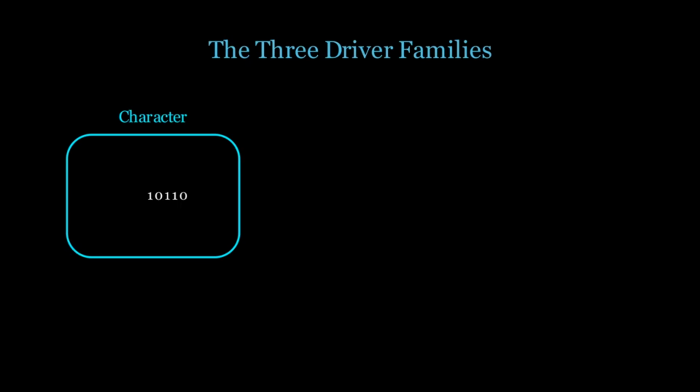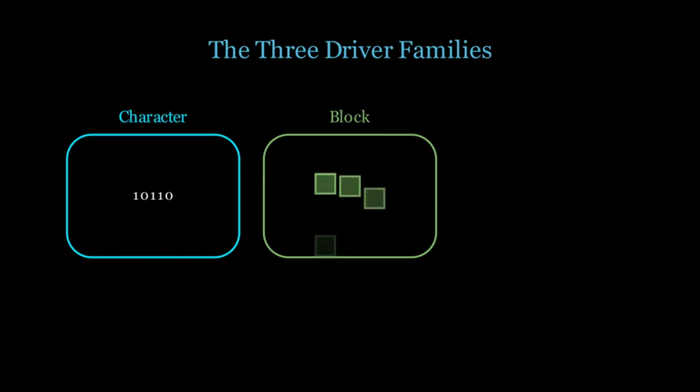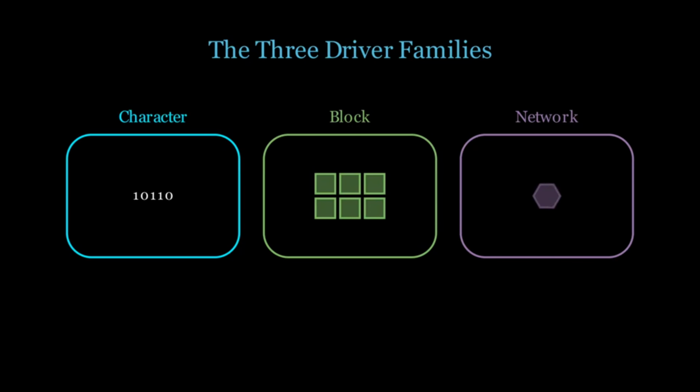Almost every driver belongs to one of three families. Character drivers handle data byte by byte, like your keyboard. Block drivers handle huge chunks of data, like your hard drive. And network drivers, they are specialists. They handle high-speed data packets flying in from the internet.